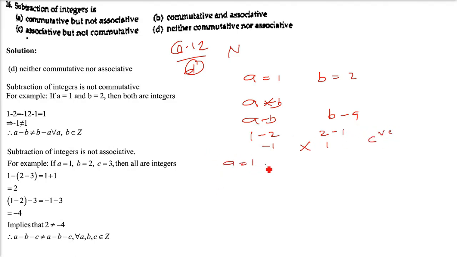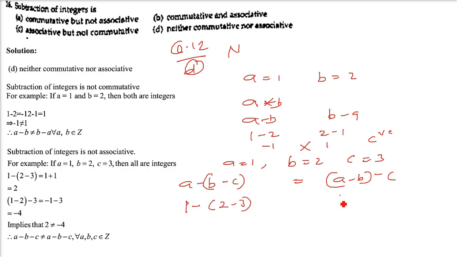And for associative, let us take a as 1, b as 2, c as 3. You can take any numbers; this is just for explanation. So this will be a minus b minus c. First we'll do a minus b and then subtract c from it. 1 minus 2 minus 3. Doing 1 minus 2 first gives negative 1, then minus 3 is minus 4. But doing 2 minus 3 first gives negative 1, and 1 minus negative 1 is 2. So they are not equal. It is neither commutative nor associative.